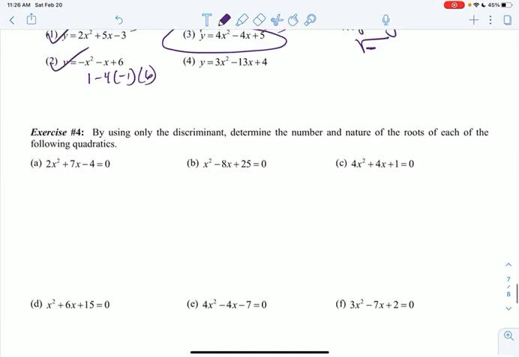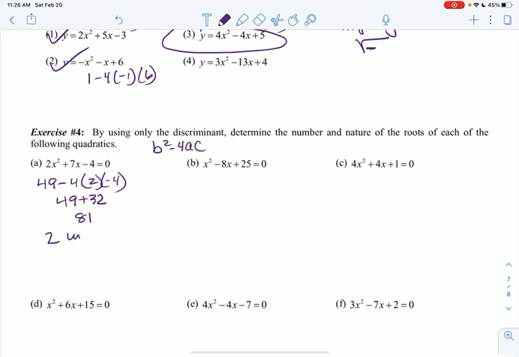All right, and by using only the discriminant, let's determine the number and nature of each of the following quadratics. So let's just do this first one here. B squared, so I'm only using the discriminant. B squared minus 4ac. 7 squared, 49 minus 4 times a times c. Well, that's 8 times negative 4 is 32. 49 plus 32 is 81. So there are two unequal, real, rational roots, because remember that's under the radical right there.